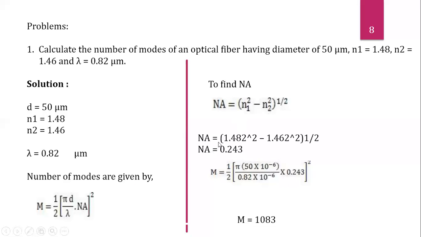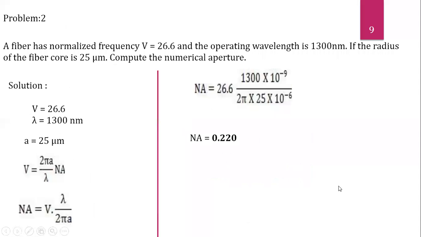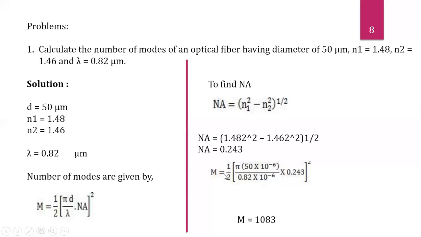Now, substituting this numerical aperture value in the mode formula, we calculate 1 by 2 into pi, with the value of d equal to 50 into micrometer. For the micrometer, we substitute into 10 to the power minus 6, divided by lambda equal to 0.82 into 10 to the power minus 6, and the value of NA equal to 0.243. By substituting these values, we get the value of M like this.